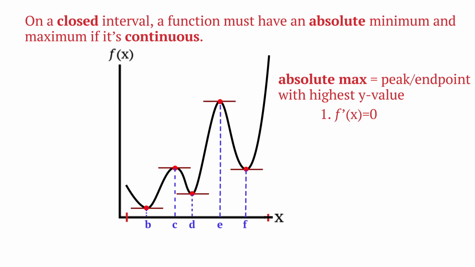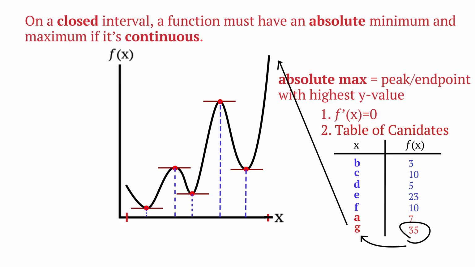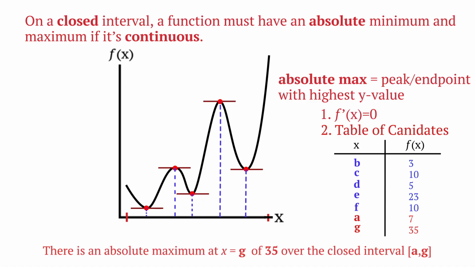We can make a table of candidates with these x values to compare their y values. In this table, also include the endpoints of the interval, because an absolute maximum could occur there. Plugging these points into the original function gives us the y values. Since the absolute maximum has the largest y value, a quick comparison would reveal that there is an absolute maximum at x equals g over the closed interval a to g.